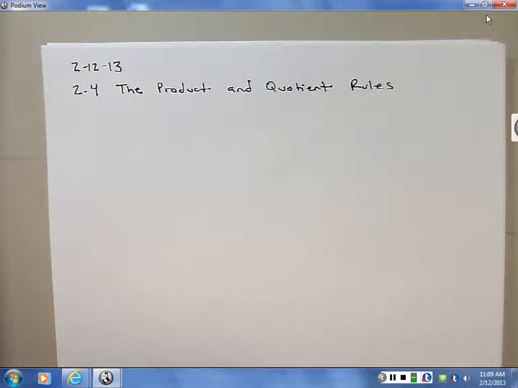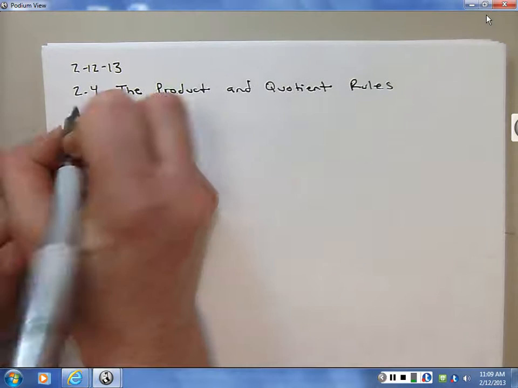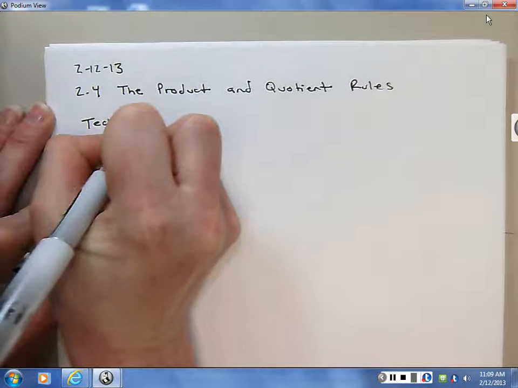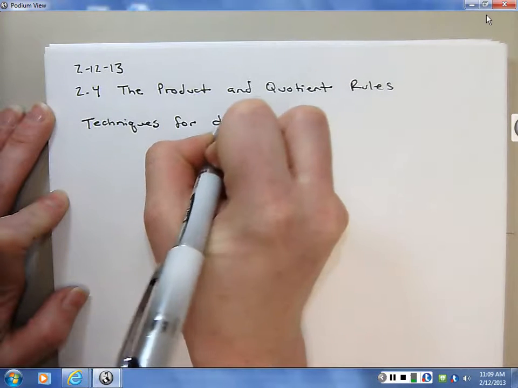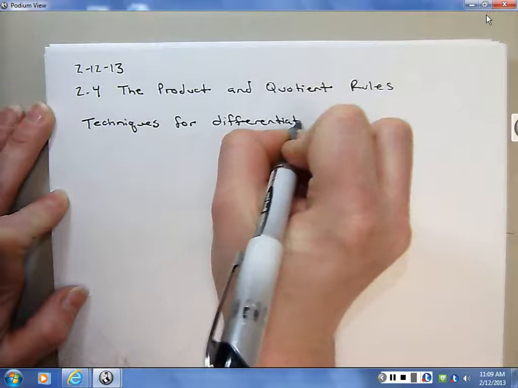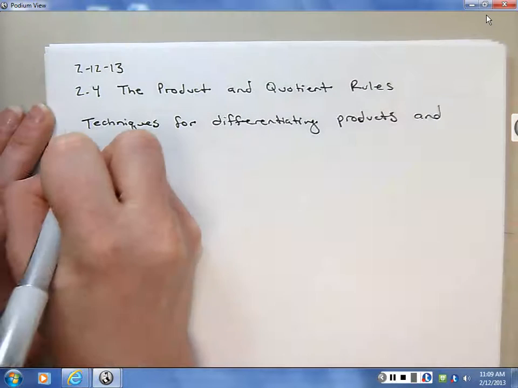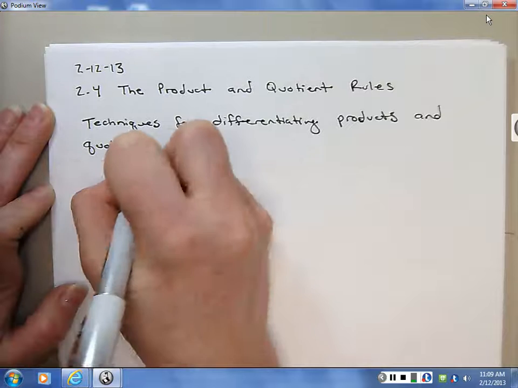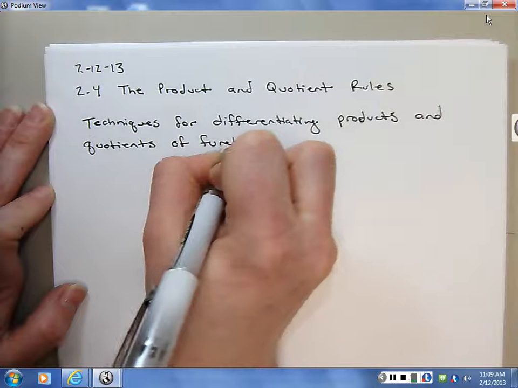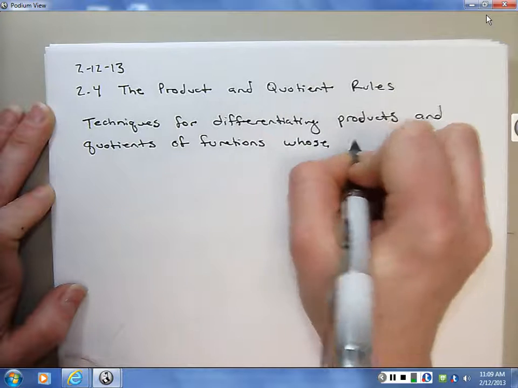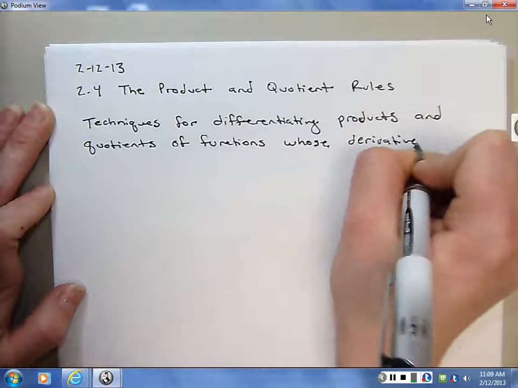But at this point right now, we only know how to take a derivative of x to a power. That power can be positive, it can be negative, it can be a fraction, but we don't know how to take the derivative of sine, cosine, e to the x, ln of x, or any other functions. Eventually, we'll learn it, and we'll apply this technique to any function. So these are techniques for differentiating products and quotients of functions whose derivatives are known.